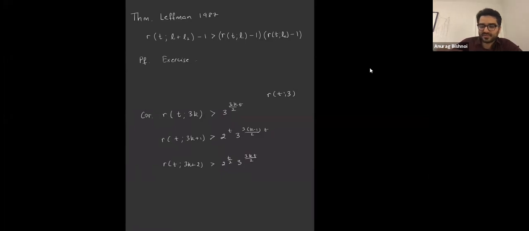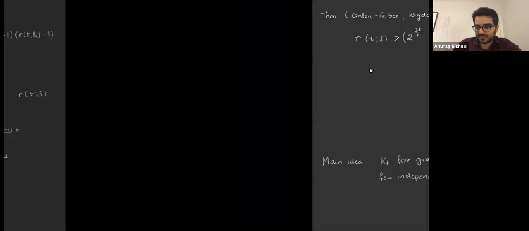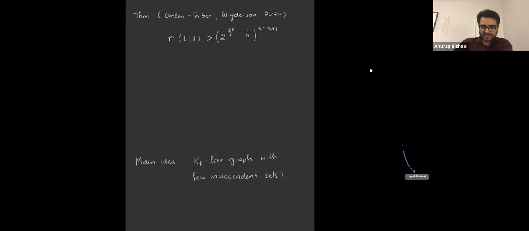So this is where we stood until a few months back, and that's when the new result was proved by David Conlon and Asaf Ferber. And later on, Yuval Wigderson observed something interesting and gave an argument that improved their bound even further. And so currently the best lower bound we have is the following.